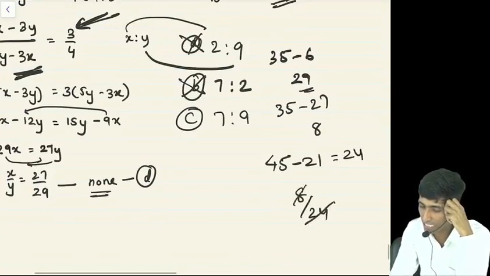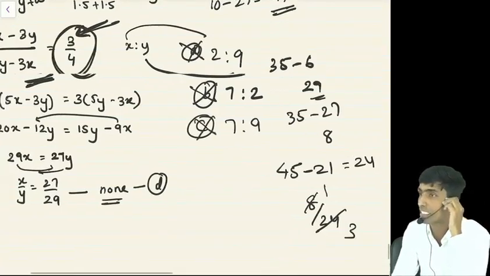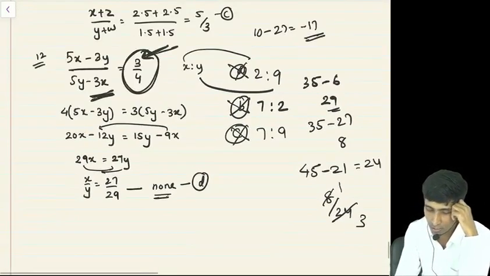8 1s are 8, 8 3s are 24. So 1 is to 3. What I want? 3 by 4. So C is also not the answer. Therefore, answer is what? None of this, D.